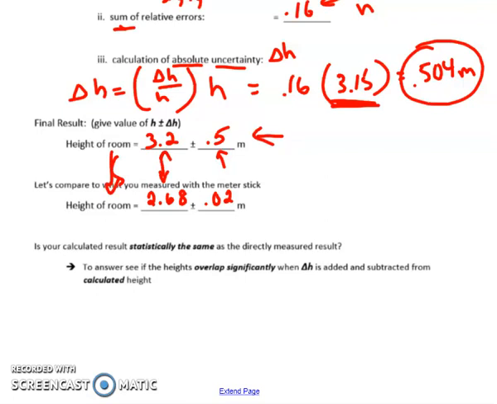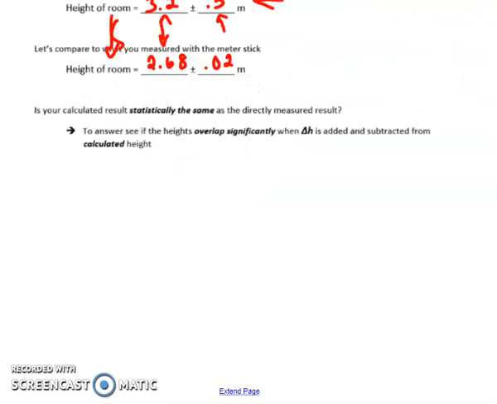So in this case, now I can ask myself, are these two values the same statistically? You say, well, no, they're not. 3.2 is not the same as 2.68. But we've got to take into account the uncertainties in both. So that's what this last question is about. Is there significant overlap between the two? And this is how you would look at it. And it's a judgment call, but that's okay.